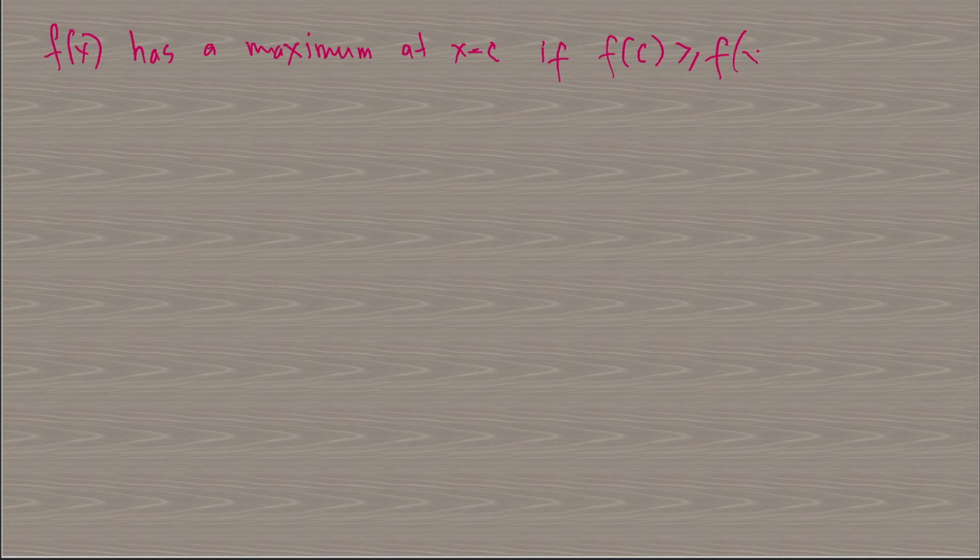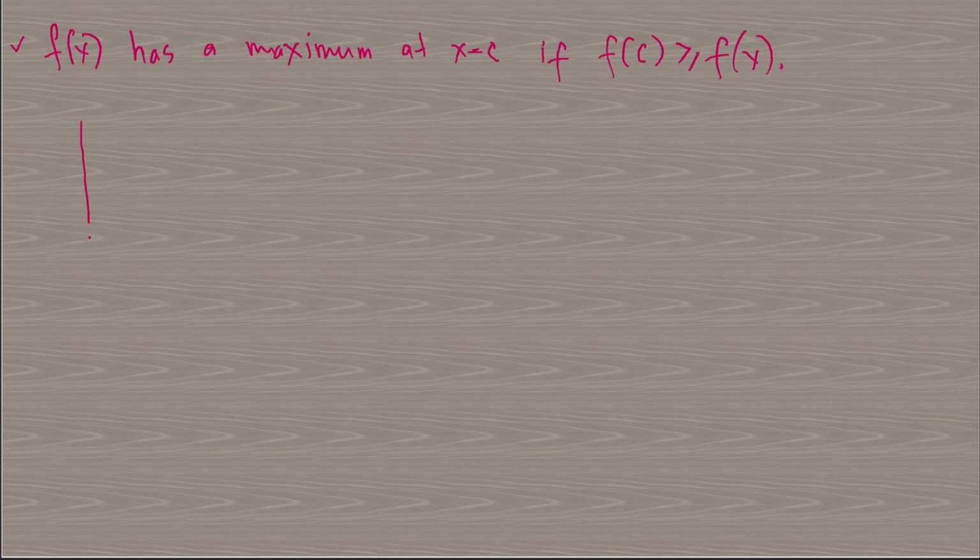Okay, so we will start first with the idea that f of x has a maximum at x equal to c if f of c is greater than or equal to f of x. This is the idea on how we can say that a function has a maximum.